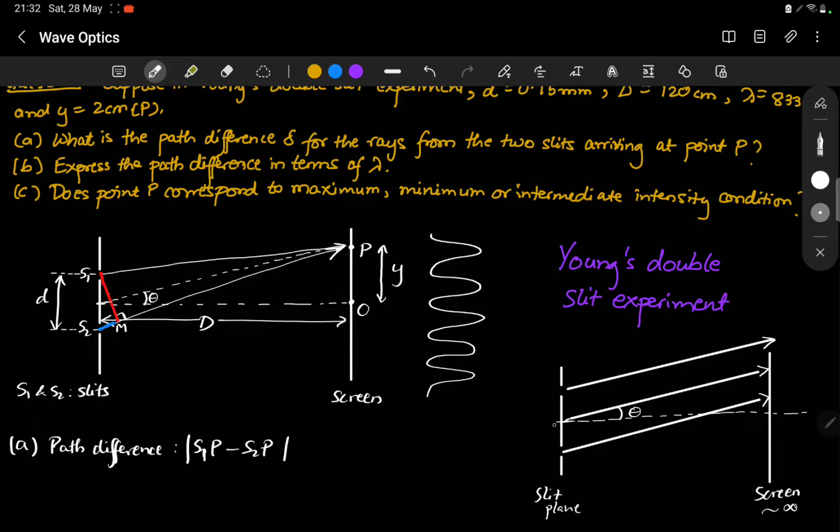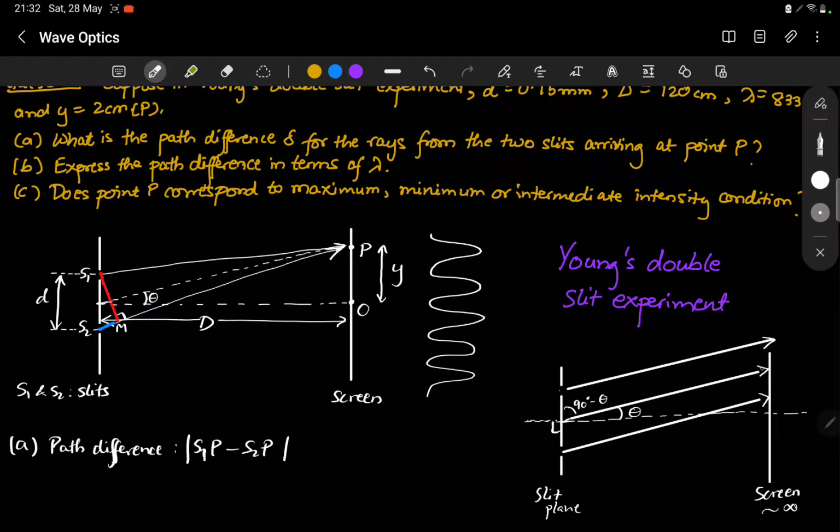Since this angle is theta, and by geometry we were drawing this as a perpendicular bisector, bisector meaning it's right in the middle of these two slits and it is perpendicular. So this angle right here is 90 degrees and this is theta. So this angle over here will be 90 degrees minus theta.